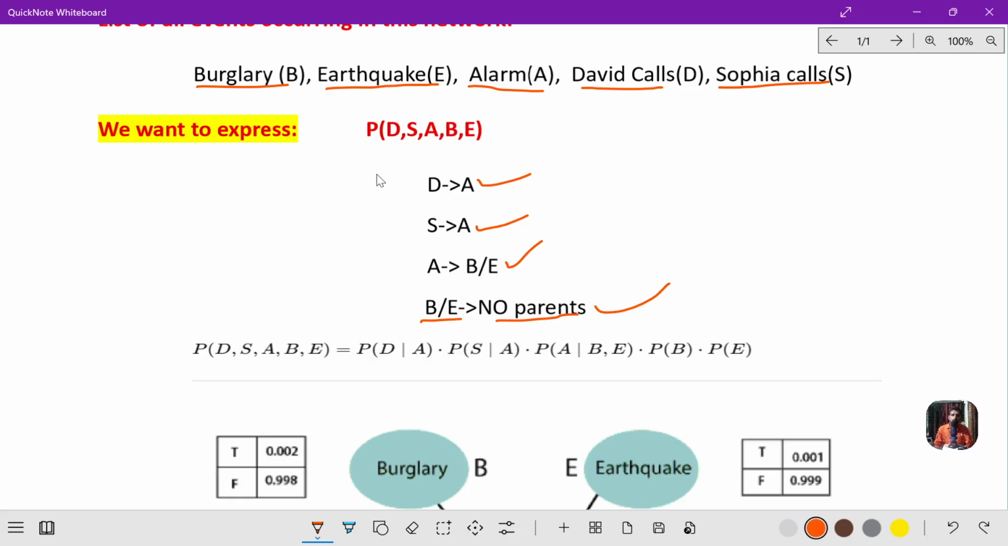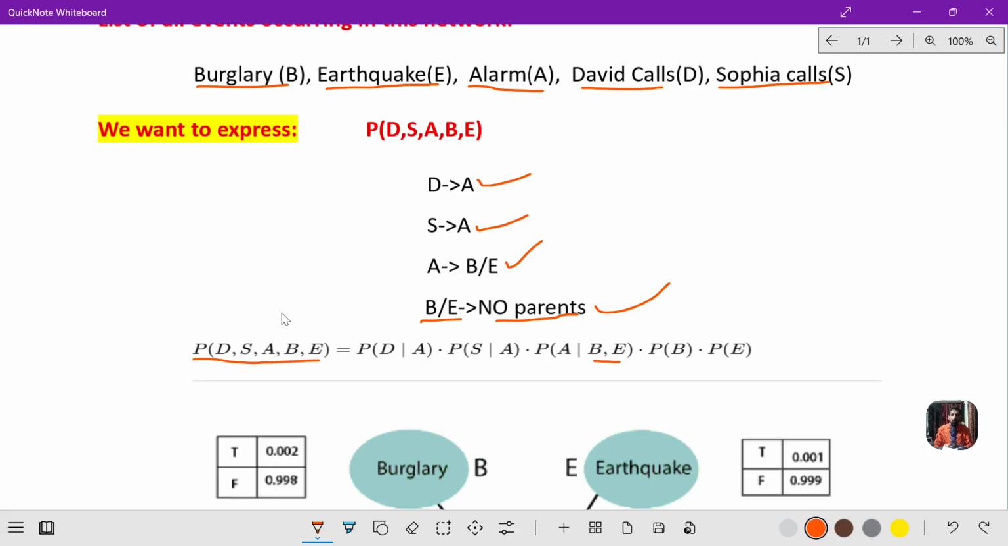Now you see, if I write P of D, S, A, B, E, we write all the values. So what is the probability of this one? Simply we are going to write P of D given A. Yes, D depends on A. P of S given A, S depends on A. P of A given B comma E, so this is B or E, that's why we have written B comma E. Then P of B into P of E. So this is called the probability of D, S, A, B, E.